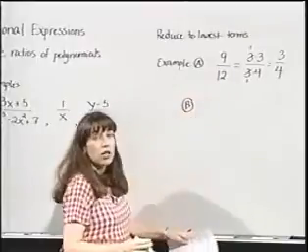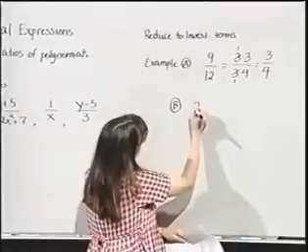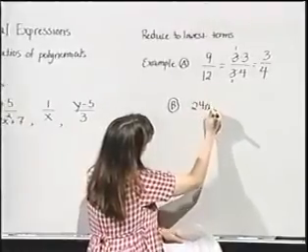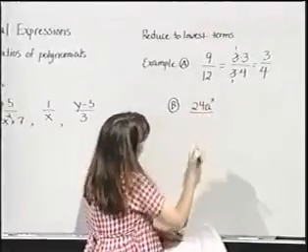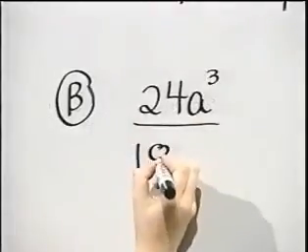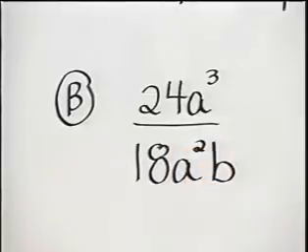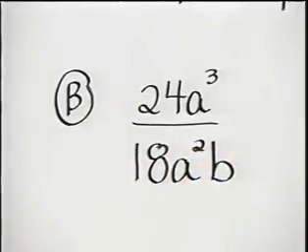Okay, let's use that fundamental property and now do a couple more rational expressions. We're going to reduce them to lowest terms. So let's look at example B. Let's take 24a cubed, or a to the third power, over 18a squared b. 24a cubed over 18a squared b. And let's reduce this to lowest terms.